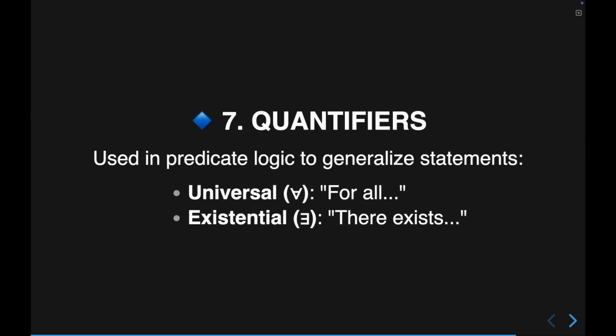Next, we have quantifiers, which are used in a kind of logic called predicate logic to generalize statements. You may have seen them in mathematics before. These are the universal quantifier and the existential quantifier, where for a logical variable, you either quantify it for all possible values or for one or more values.